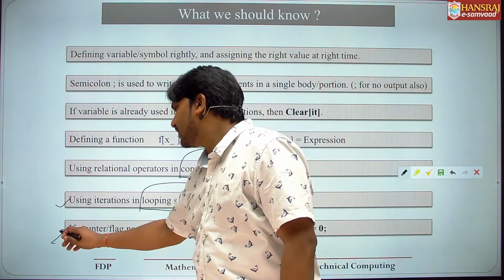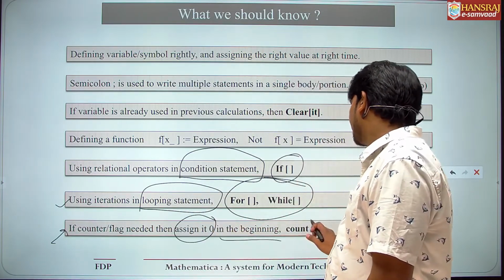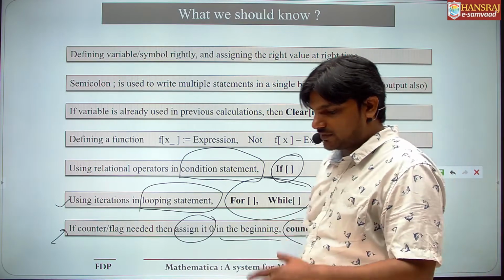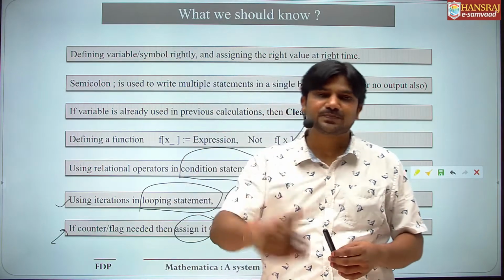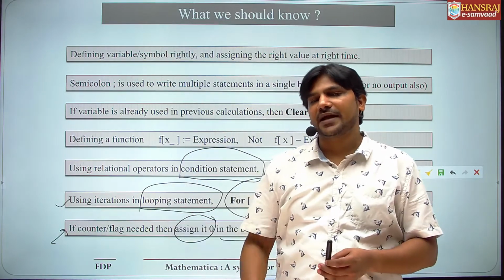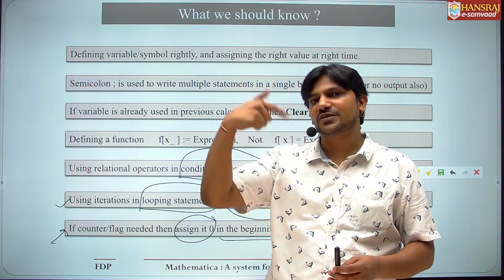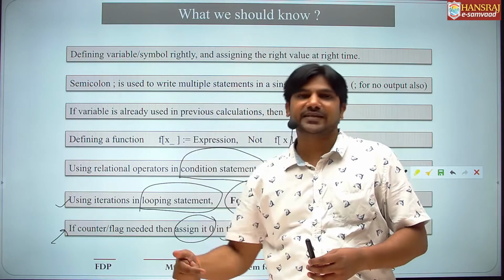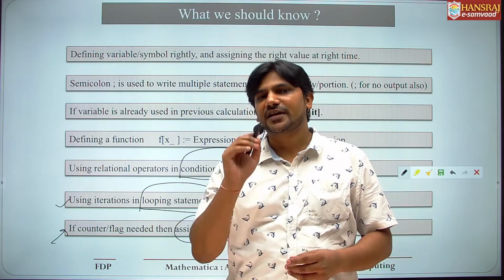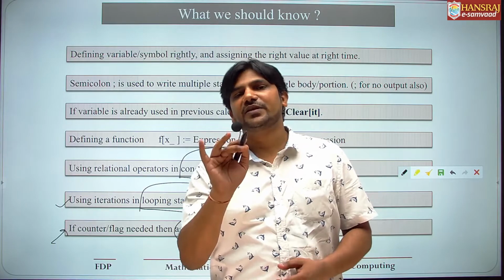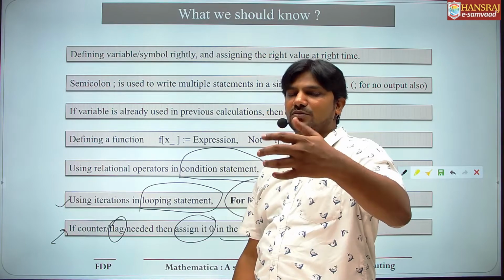Another is, if a counter is needed, then assign it 0 in the beginning. Counter means that you want to do your programming and some counting is there. For example, you want to find 10 prime numbers, and you have code for choosing prime numbers, but a counter is also needed because you want to count the first prime number, second prime number, third prime number up to the 10th prime number. That's why if a counter is needed in your coding, it should be defined at the start with the value 0. Or flagging means that something has happened and that is true, so a flag is also there.